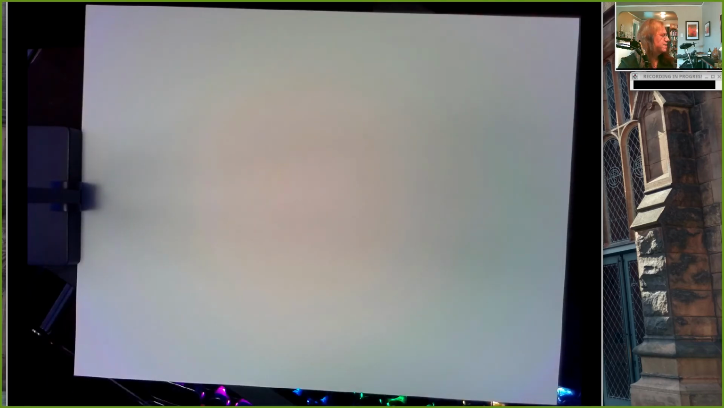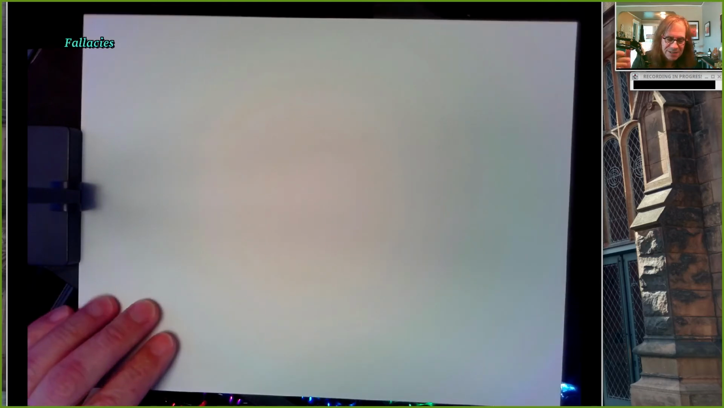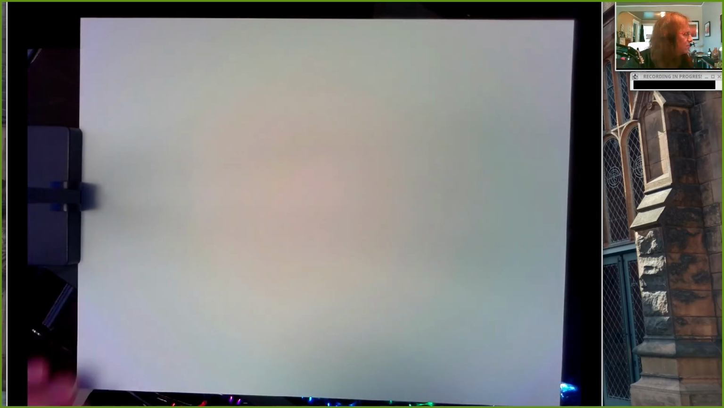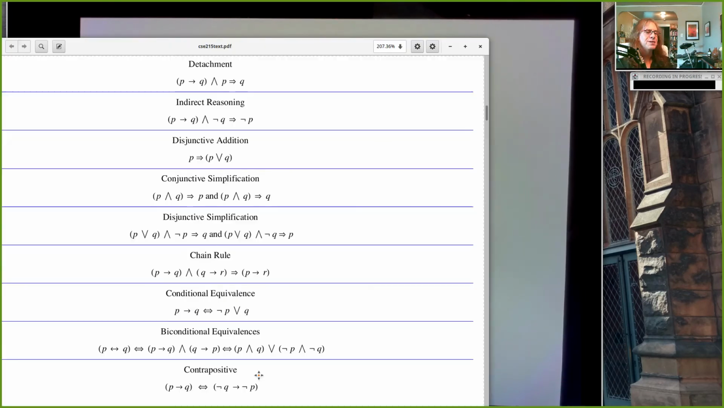All right, let's talk about fallacies. And one of those homework questions mentions a fallacy. So we know about laws of logic. We know about detachment and indirect reasoning and disjunctive simplification and all these fancy sounding things that we have in these tables. But there are some statements in logic that we can make that are absolutely not laws of logic, right? Things that we call fallacies.